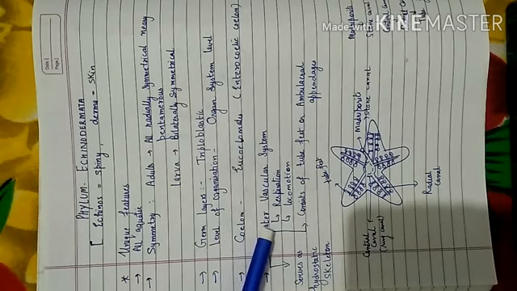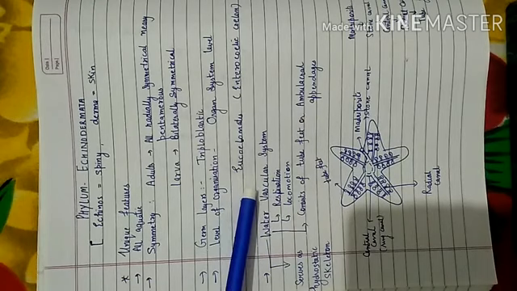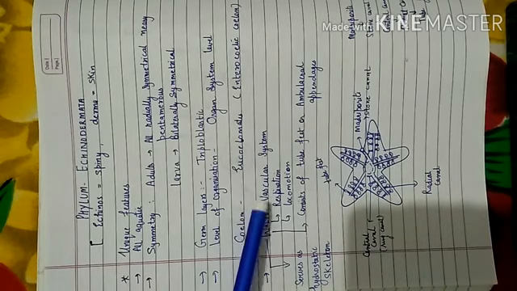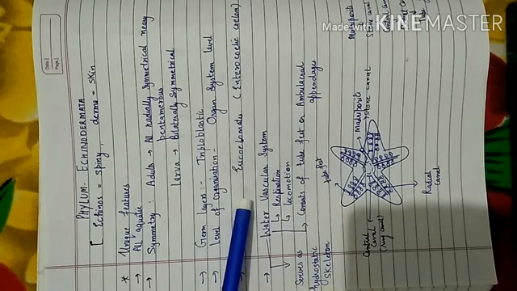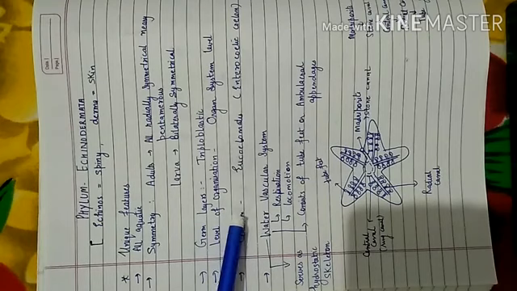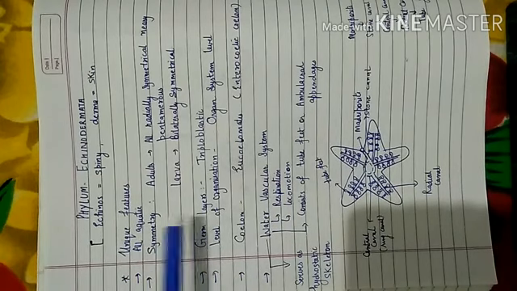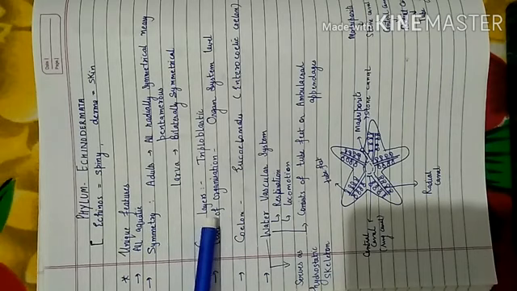Then the coelom is true, so therefore they are eucoelomates, and it is enterocoelic coelom. The details of this coelom, that is eucoelomates, which is further of two types, schizocoelic and enterocoelic, we have already studied in the previous video in which we studied phylum Annelida.